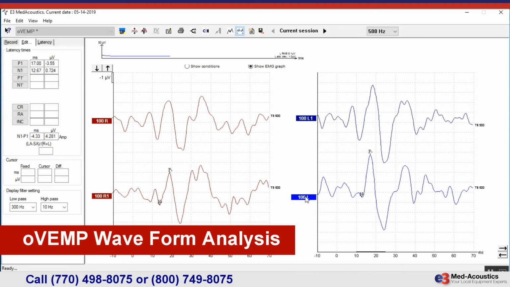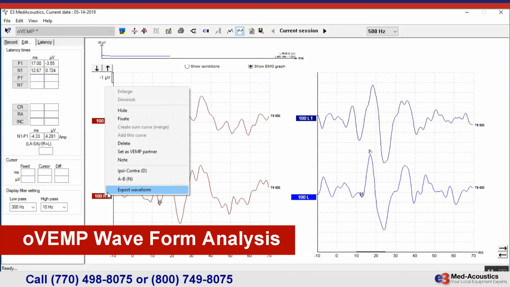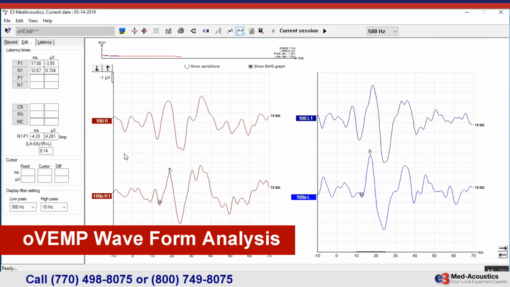So I have my left one active. I had double-clicked on the tag. So I'm going to now click on the tag of the right one and say Set as VEMP Partner. Once I do, then the software knows that these are the two that I want to use to calculate the asymmetry ratio, and it will do it for me. And it is 0.14. Well within normal, because you'll remember that an abnormal asymmetry ratio is something that exceeds 0.35.